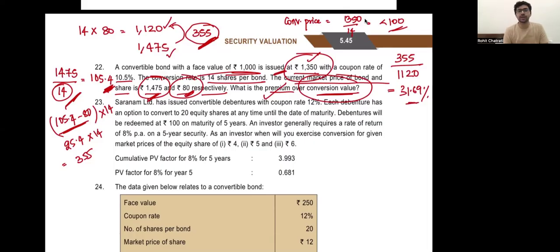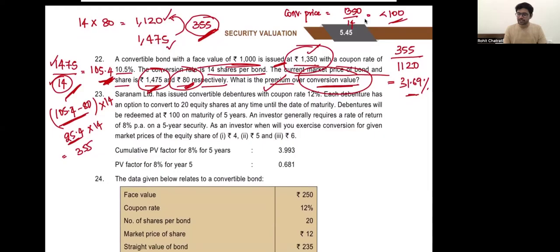An alternate way is this. The implicit amount that you're paying on a per share basis is 105.4. How am I getting this? It's 1475 divided by 14. Market price of the bond divided by the conversion ratio is equal to 105.4. This is the implicit price I'm paying on a per share basis. The current market price is 80, but I'm paying 105.4 per share. Therefore, the premium that I'm paying is 25.4 for every share. So on a base of 80, this premium, if I calculate, will also be equal to 31.69 percent.